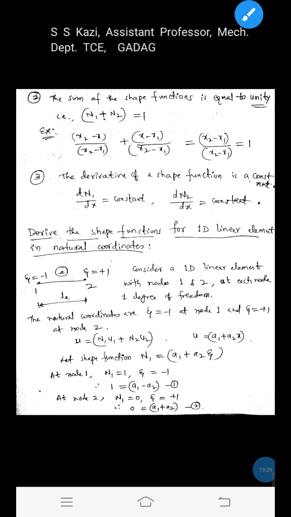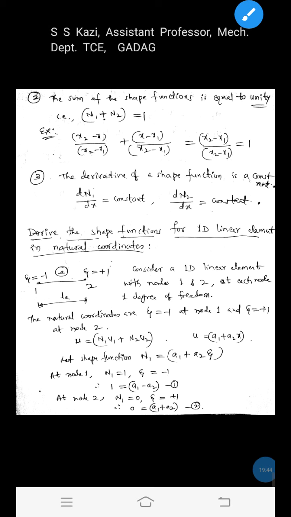The first property of the shape function is that the shape function Ni is unity at the ith node and it is 0 at other nodes. That means N1 is 1 at node 1, N2 is 1 at node 2, N3 is 1 at node 3, and so on. At other nodes, these are zeros. The second property of the shape function says the sum of the shape functions is equal to unity, that is, it is equal to 1. And the third property of the shape function is that the derivative of a shape function is a constant.